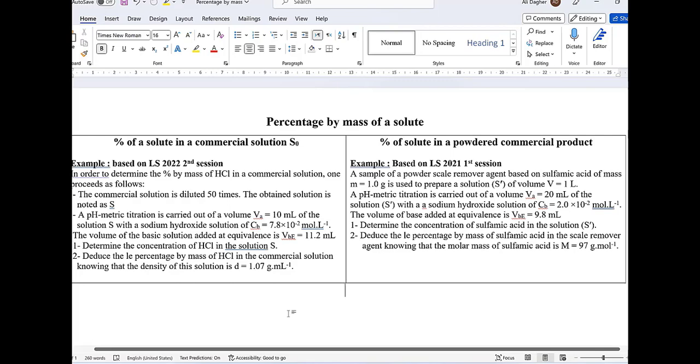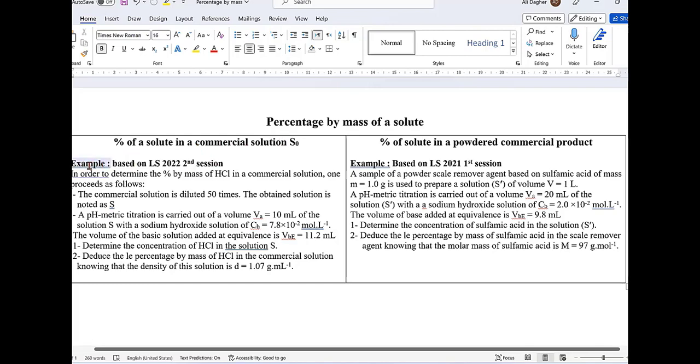In this video, we will see how to determine the percentage by mass of a solute. We have two cases. First case, the solute dissolved in a commercial solution. The second case is when the solute is a part of a powdered commercial product. First case, percentage by mass of a solute in a commercial solution.